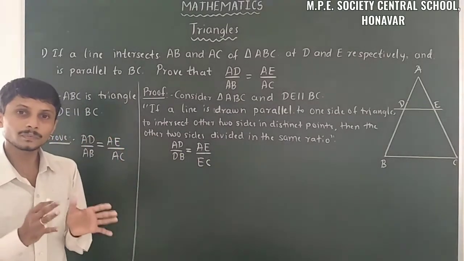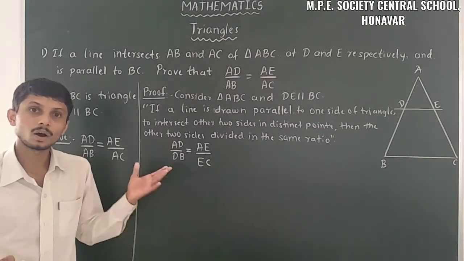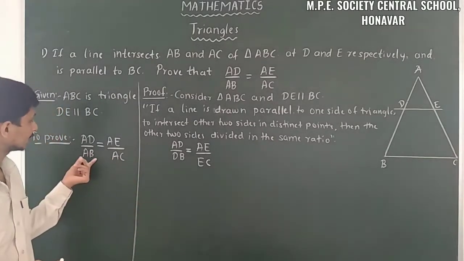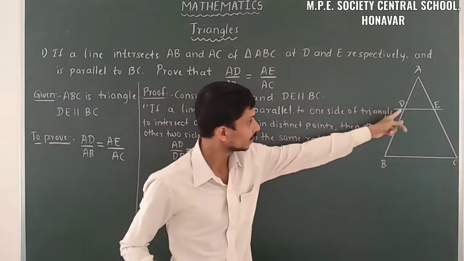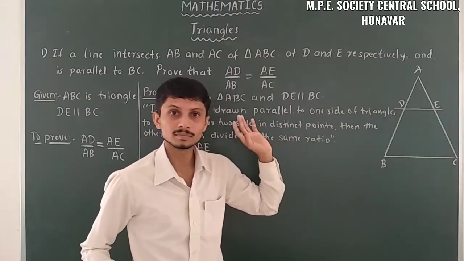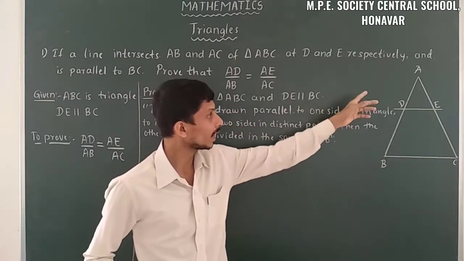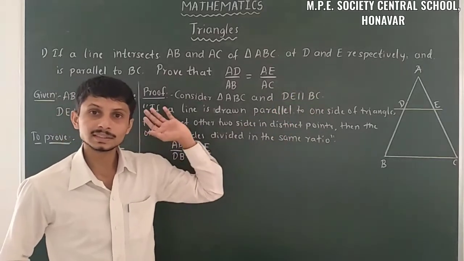So here we have to change the denominator. How can we change that one? Just observe, here it is AB and here it is DB. When we add AD to DB, we get AB. When we add AE to EC, we get AC.